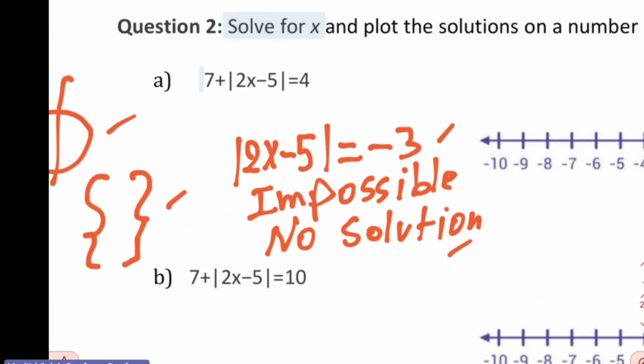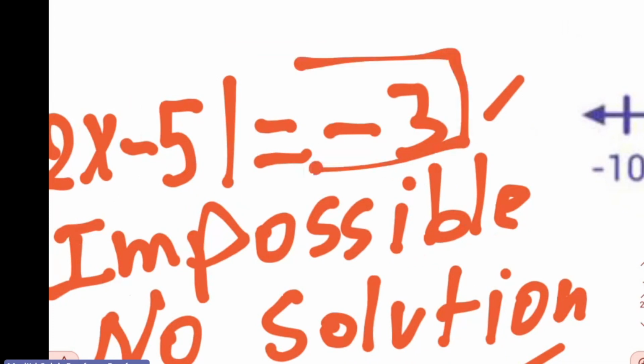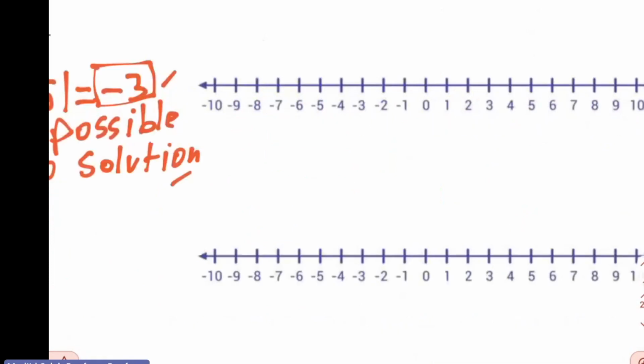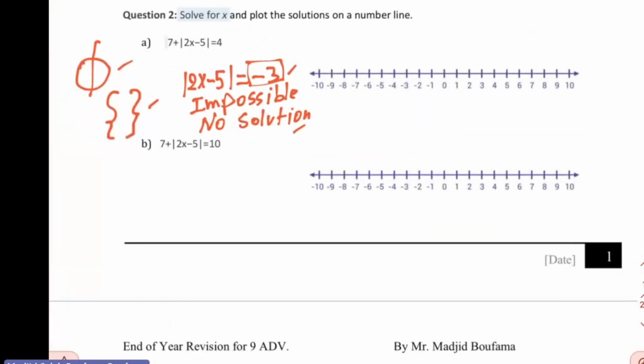Okay, so remember, if it is equal negative, no solution. And then in the graph, you leave it blank. Don't put anything. You only graph when you have solutions.